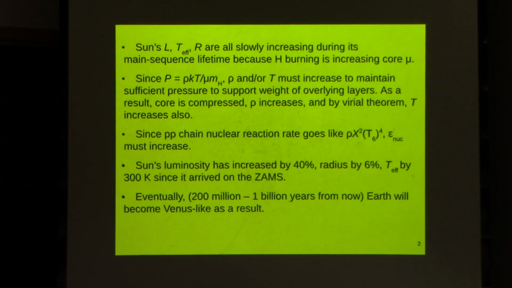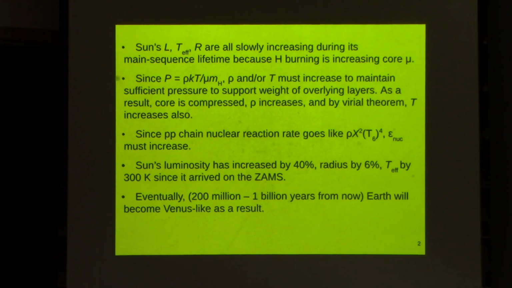Since P equals rho kT over mu m_H, as we've gone over before, right? Because rho over mu m_H is kilograms per cubic meter over the average mass per particle. So rho over mu m_H is the number density, little n. Since P is rho kT over mu m_H, rho and/or T has to increase to maintain sufficient pressure to support the weight of the overlying layers.